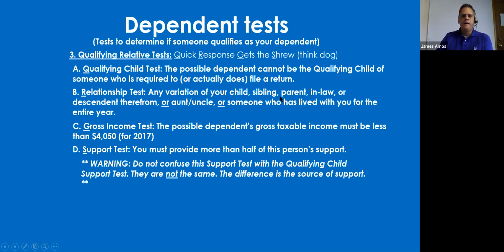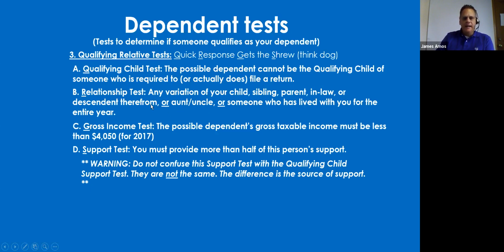That would include your grandparent. Now we talked about in-laws. It kind of crosses over mother-in-law, father-in-law. Would a sister-in-law be included in this? Yes, sure. A brother-in-law? Sure. Or a descendant from any of those. So any variation of your child or your sibling or parent, in-law, or descendant therefrom. And then there are a couple others that we tack on that could also be included. Or your aunt and uncle. So you might have an aunt or uncle that could possibly be your dependent. Or someone that has lived with you for the entire year.